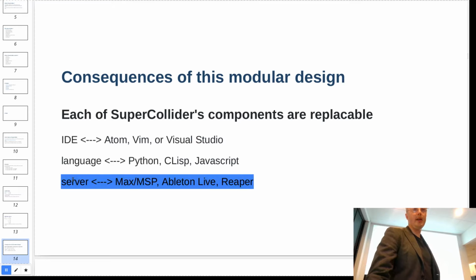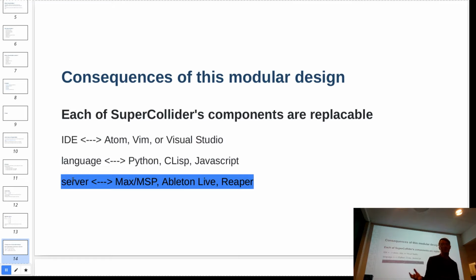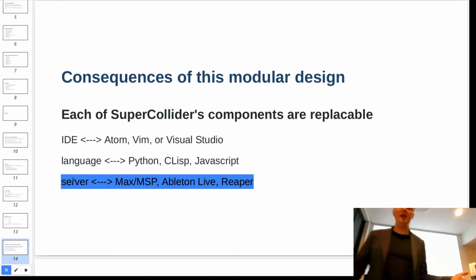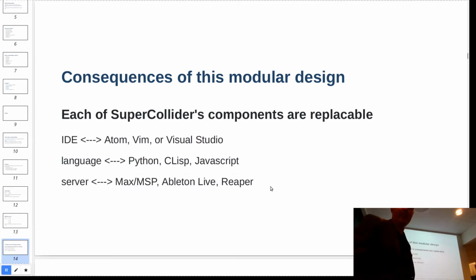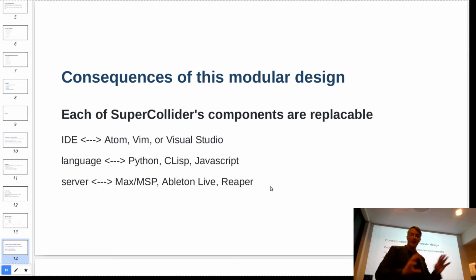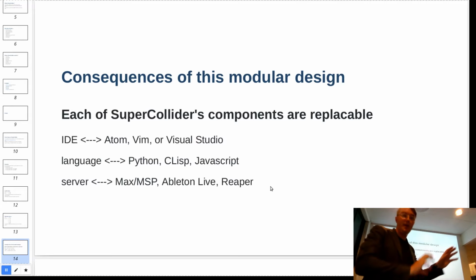And then the sound engine: you can actually use SuperCollider without using the sound server at all. You can use MaxMSP or Ableton Live or Reaper. You can basically control any program that allows input via Open Sound Control, and fortunately, a lot of modern software allows such a thing. I'm not sure if Pro Tools will allow you to let it be controlled by SuperCollider, but a lot of other things will. So this is already an interesting idea of what you can do with the modular components that SuperCollider is made of.